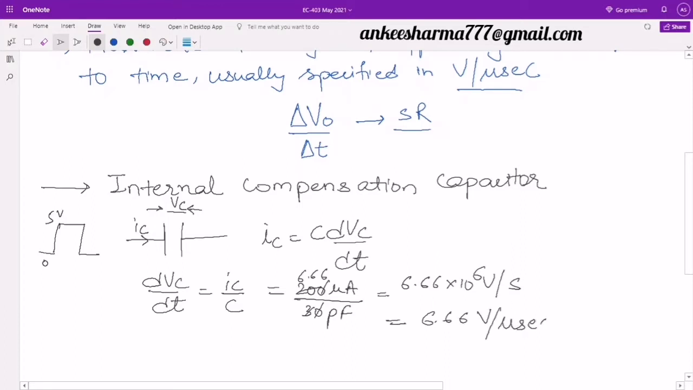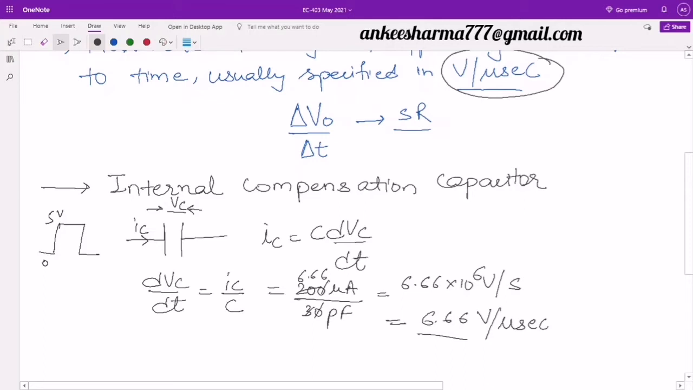I can take this 10 to the power 6 in the denominator because my normal notation is volts per microsecond for the slew rate. So in this scenario where my capacitor is of 30 picofarad and the current flowing through that is of 200 microampere, then my slew rate should be around 6.66 volt per microsecond. So let's see how this capacitor, which is providing us some delay in the change in the output voltage, is going to affect different signals.